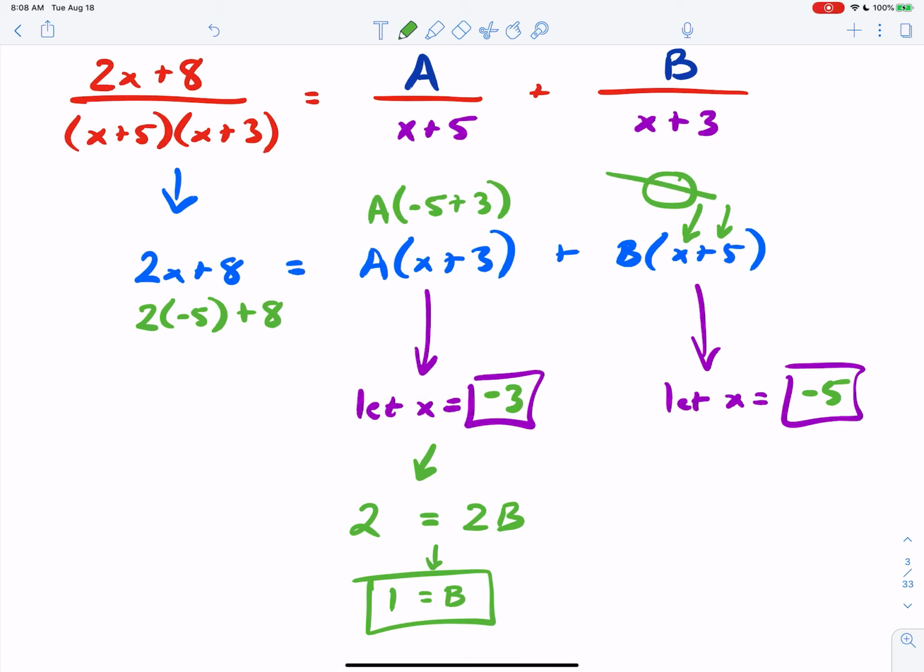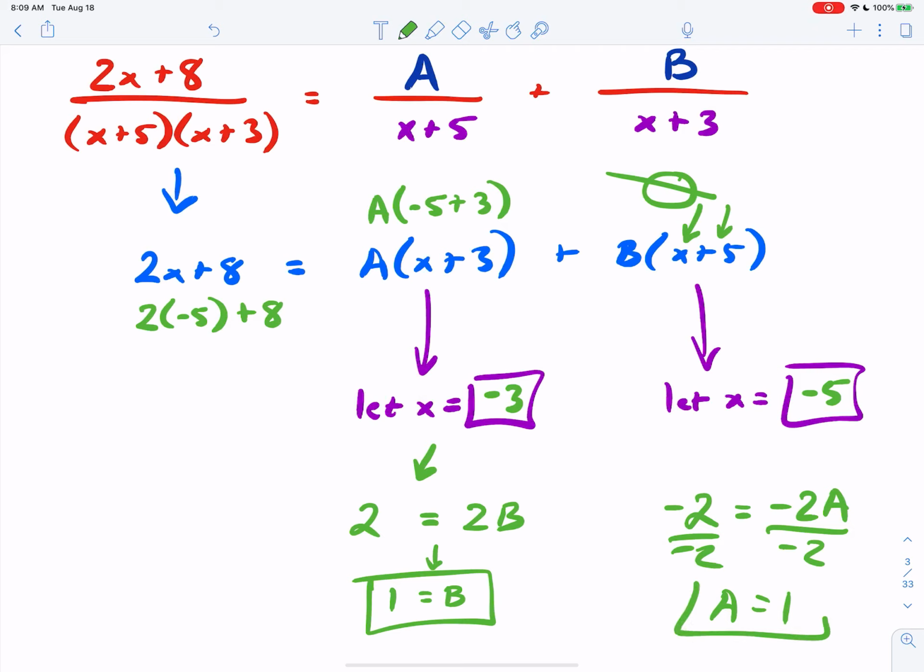So that means the left side now will be 2 times -5, which is -10, plus 8, which is -2. Okay? Down in the middle, a times negative 5 plus 3 will just be negative 2a. Okay? And b disappears because you let x equal negative 5. Okay? So what you're going to do is you're just going to divide negative 2 on both sides. A comes out to 1 here. Coincidentally, okay? It's not always the same. Actually, it's rarely the same.